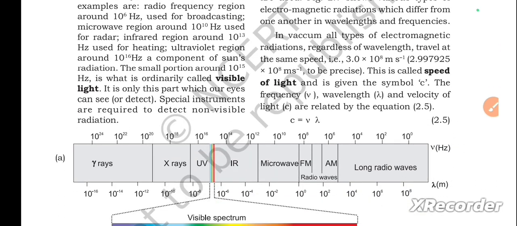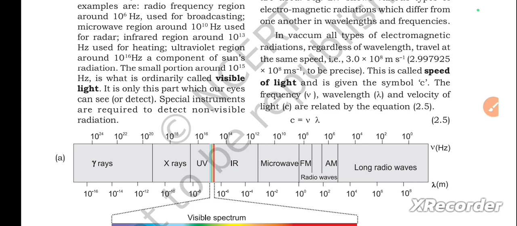In vacuum, all types of electromagnetic radiations, regardless of wavelength, travel at the same speed, that is 3.0 × 10^8 meters per second. This is called the speed of light and is given by the symbol c.